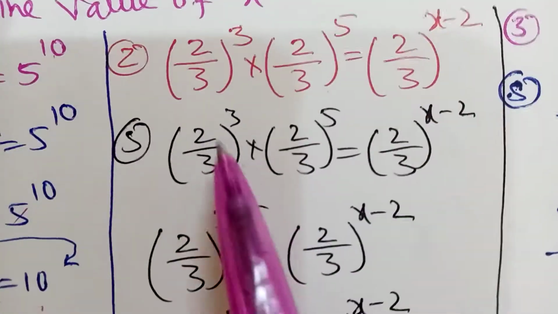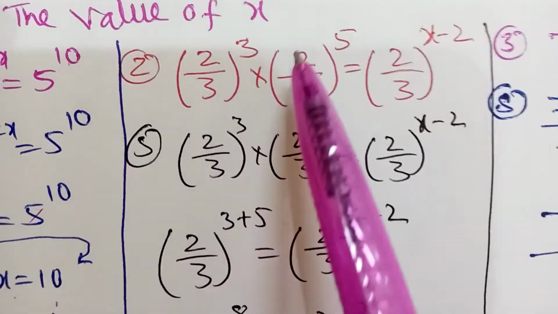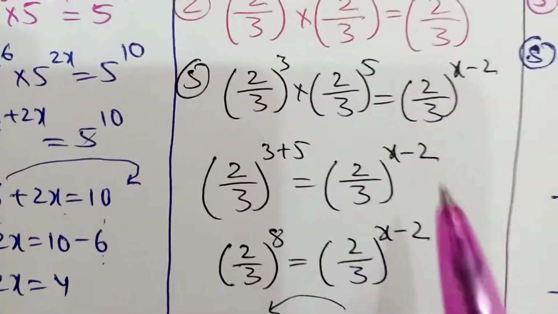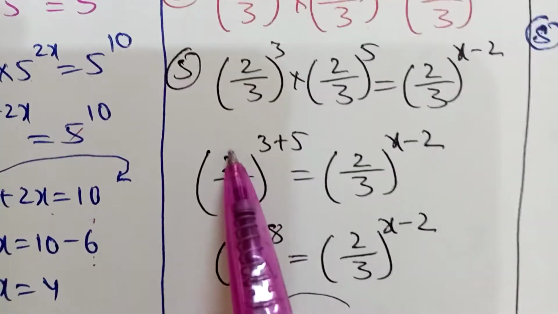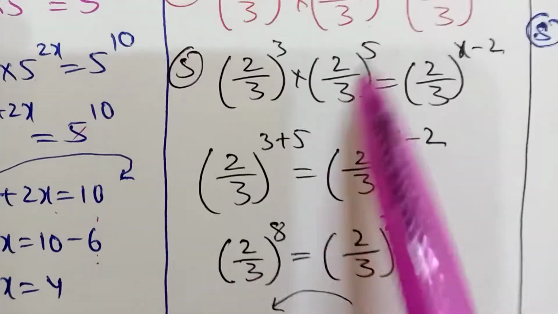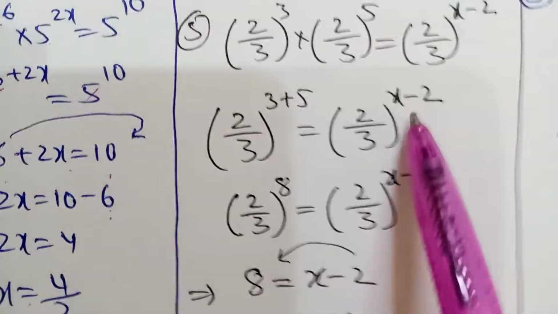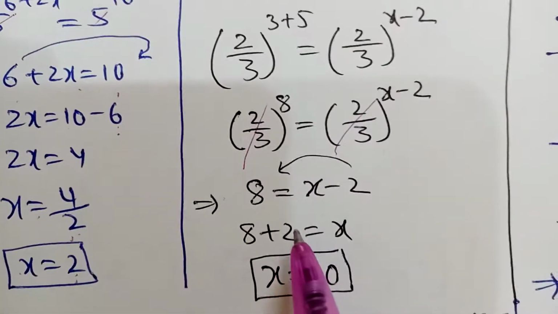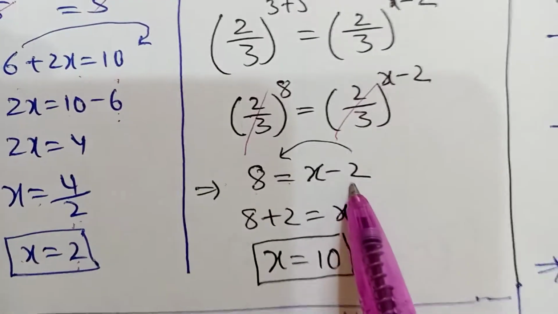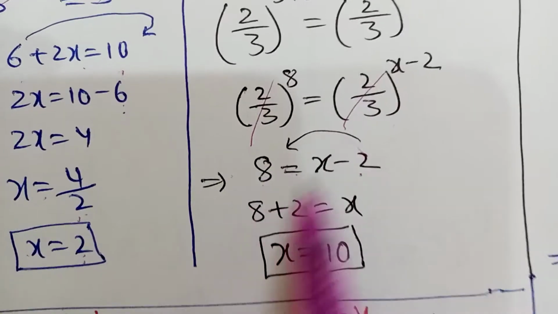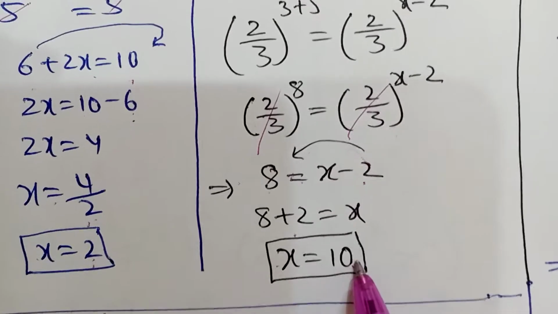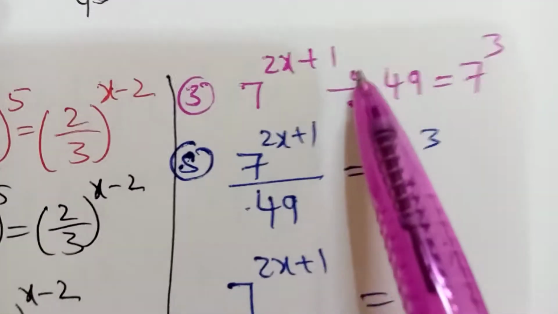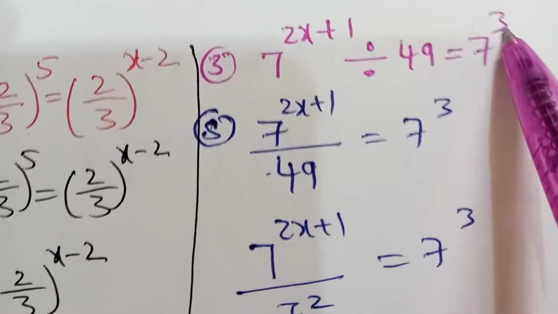Next question. (2/3)^3 into (2/3)^5 is equal to (2/3)^(x-2). Given. See here, bases are same. Write one time, power should be added. 3 plus 5, 8. This RHS as it is. Now see here, 2 by 3 cancel. 8 is equal to x minus 2. Send minus 2 there. 8 plus 2, 10. x is equal to 10. Next, 7^(2x+1) divided by 49 is equal to 7^3.